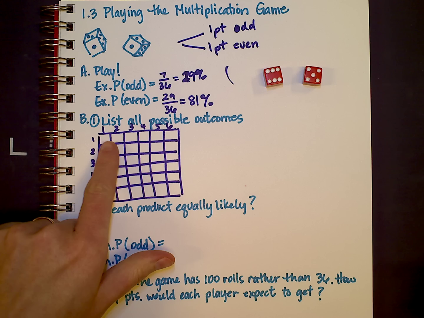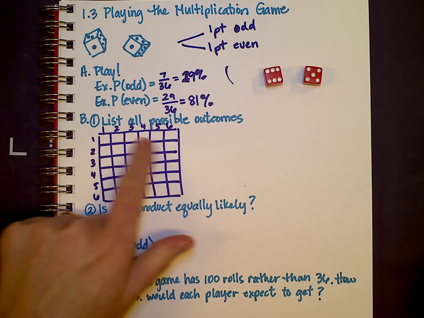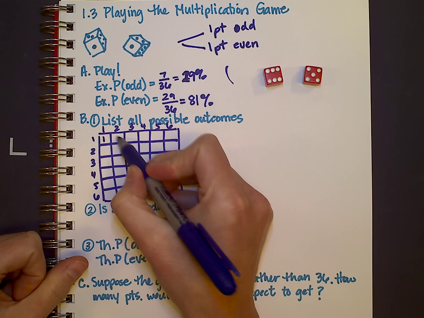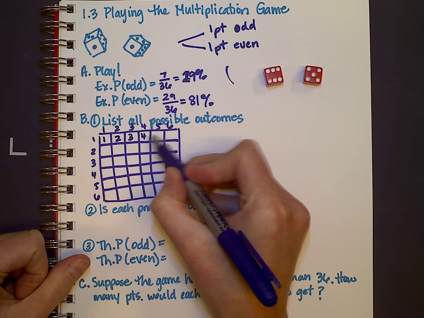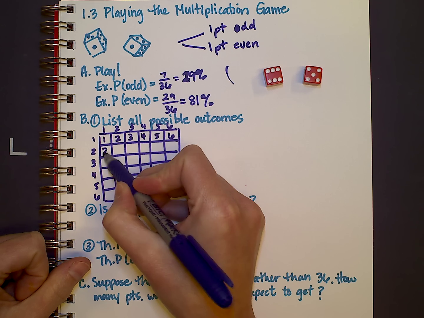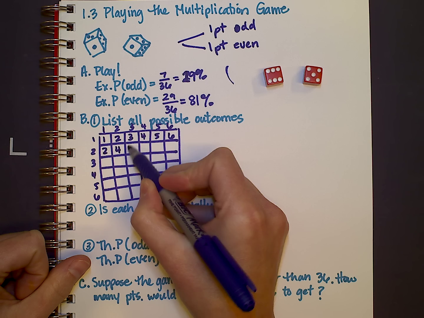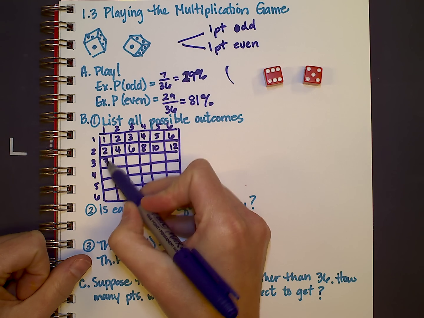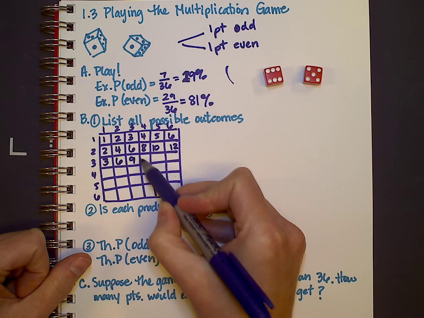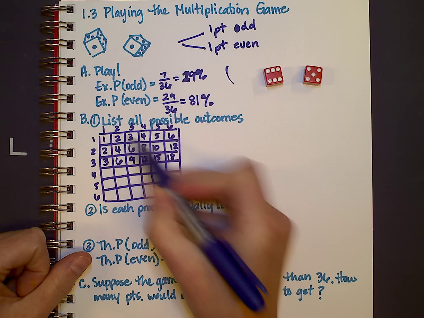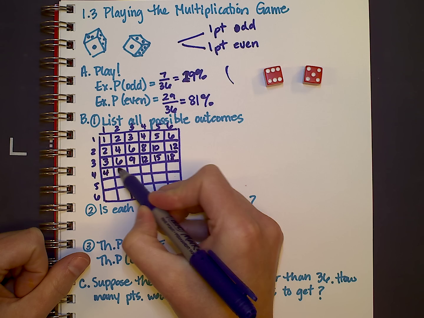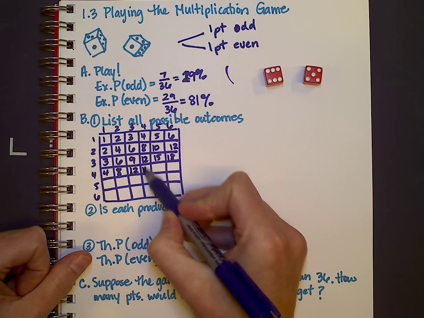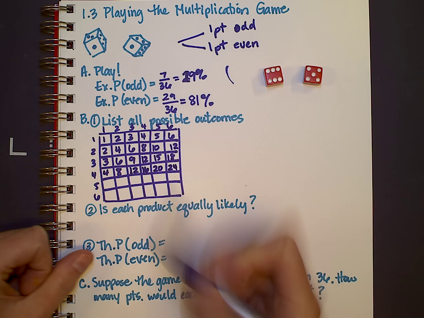So now in each of these little cells, that's what I'm going to call them, I'm going to put the product of the numbers when I combine them. So for example, 1 times 1 is 1, 2 times 1 is 2, 3 times 1 is 3, and so on. 1 times 2 is 2, 2 times 2 is 4, 3 times 2 is 6. You get the idea. Here 1 times 3 is 3, 2 times 3 is 6, and so on. 1 times 4 is 4, 2 times 4 is 8, 3 times 4 is 12, and you get the idea.